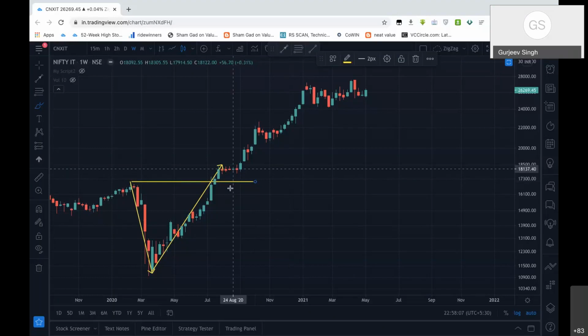So this was just an idea, no recommendation to buy or sell. Please do your own analysis. I am not a SEBI-registered advisor, and may or may not be holding these stocks.